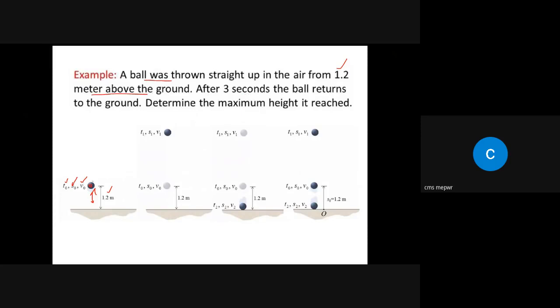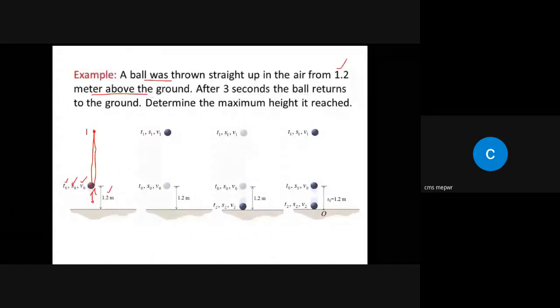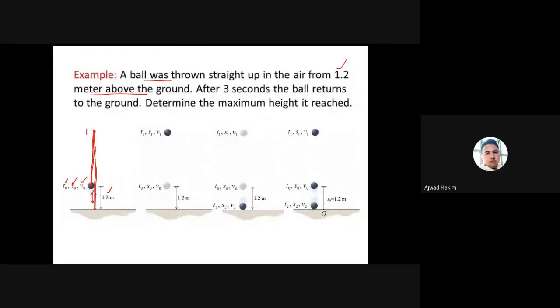Imagine when he throws the ball, it goes upward, its velocity is reduced, and finally it comes to 0. Let's say the position where its velocity came to 0 is position 1, and then it starts moving back towards the ground. When it reaches the ground, the total time that it takes is 3 seconds. So if this is position 2, then t2 will be 3 seconds.